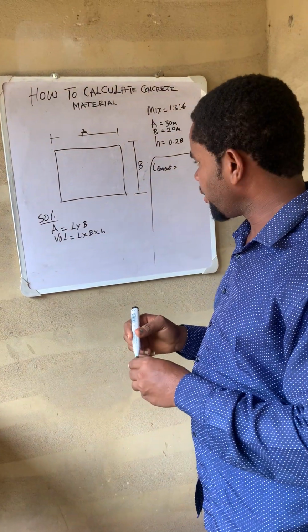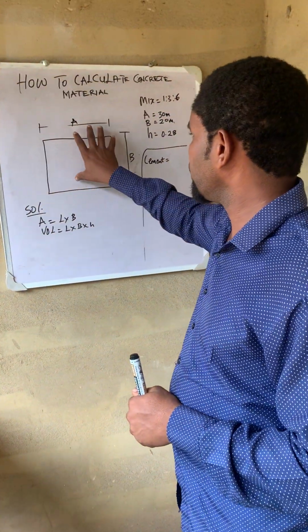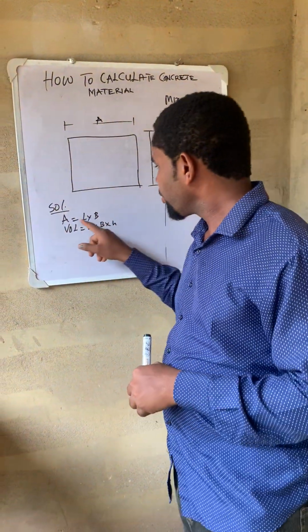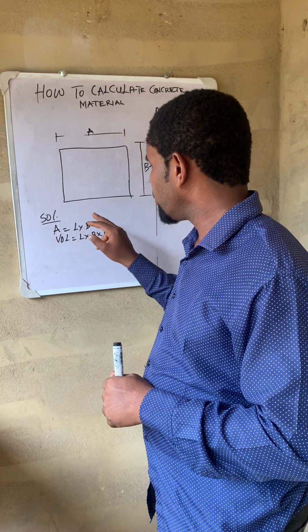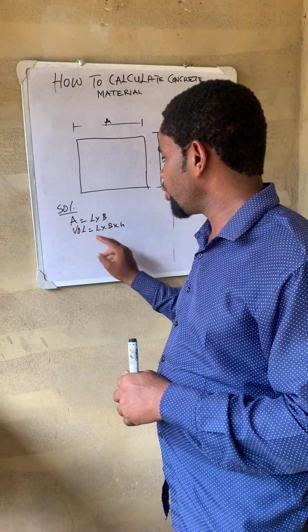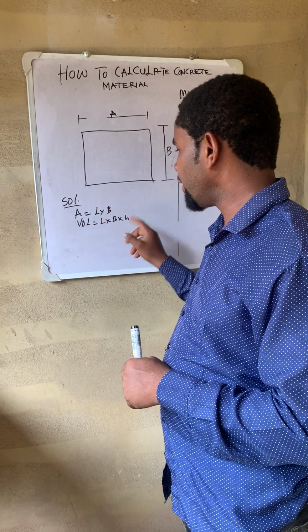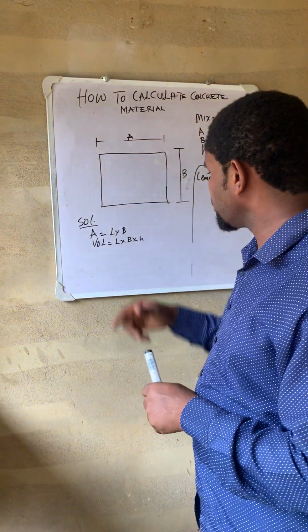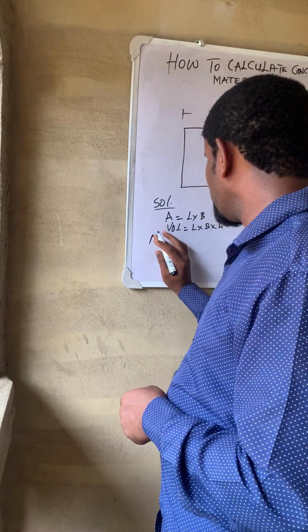Now, for us to get the quantity of material, first of all we have to get the area and also calculate the volume. That is simple. The formula for area is length times breadth, and volume will give us length times breadth times height.